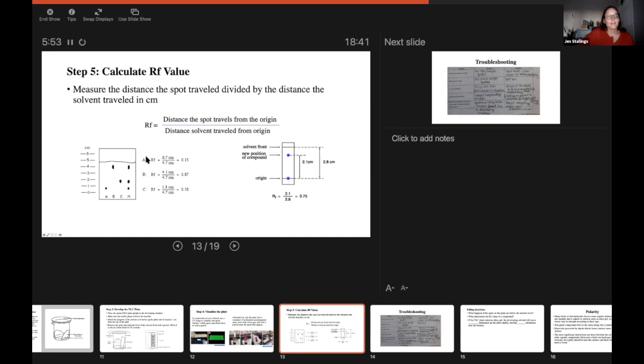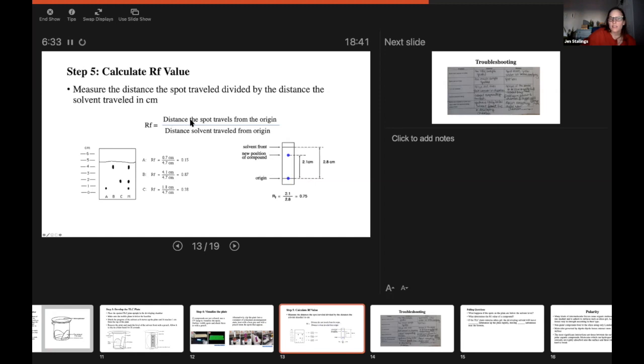You're given these numbers here. You're given the distance the spot travels, and you're also given the distance the solvent travels, and then you have to tell me the RF. So let's look at A here. A traveled, and we always want to use centimeters. That's another thing. So this is always in centimeters, but you don't have to show centimeters as a unit. It's just when you're measuring or determining the distance, you want to use centimeters, but there's no units associated with RF.